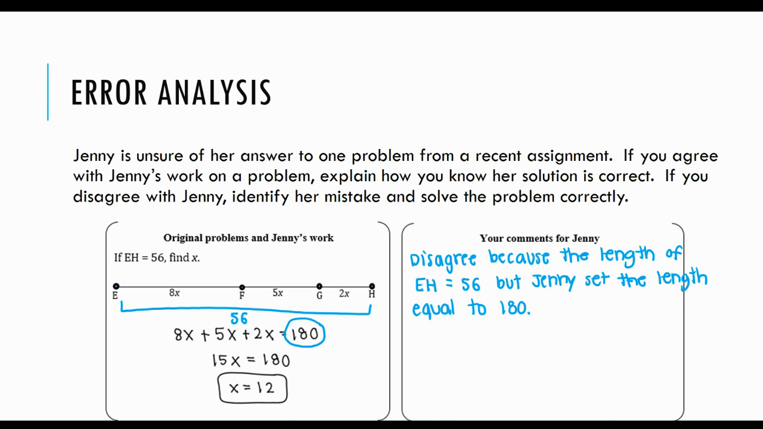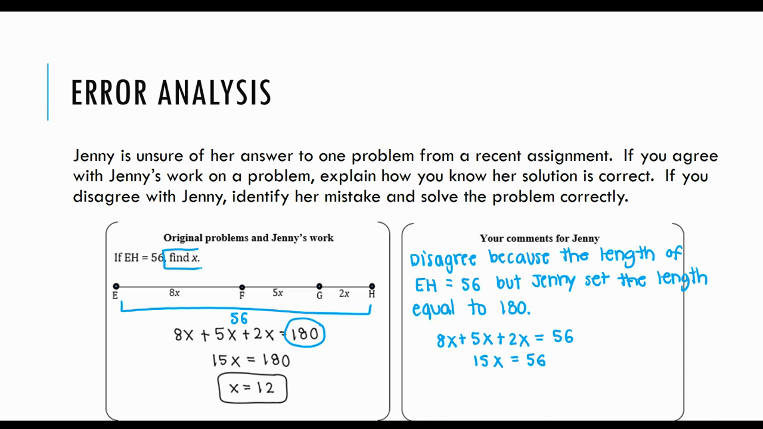So we explained why we disagreed, and now I'm going to solve it correctly. So like I said, I agree that we want to add up all of those three pieces, but now we want to set it equal to what the actual length is. So we want to set it equal to 56. So if I combine my like terms, 8 and 5 are 13. 13 and 2 is 15. So we have 15x equaling 56.